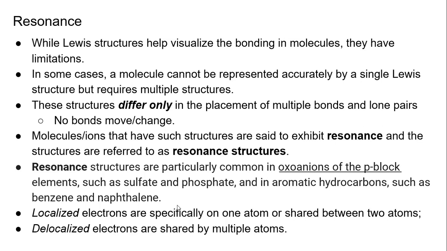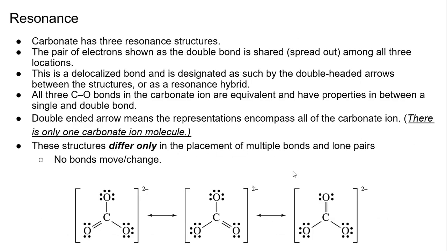There's one more thing you can look at. You can look for specific things to determine what resonance structures are. Resonance structures are particularly common in oxoanions. That means oxygen is part of an anion, and those structures can often exceed the octet. They can do other things, and let me show you here. They're not always easy to explain.